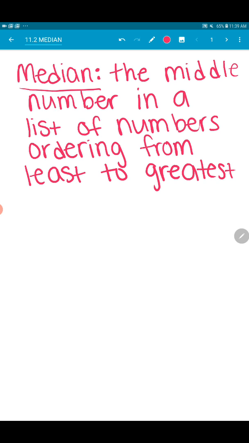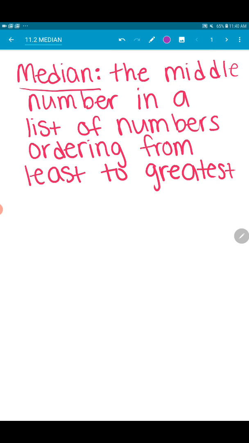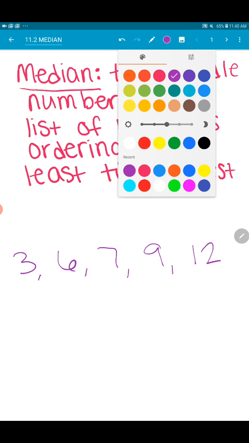So first off, median. I'm going to switch colors. Let's say we have a data set 3, 6, 7, 9, 12. So first off, I ask myself, is it ordered from least to greatest? Well, in this case, it sure is. It's already ordered, so we don't need to do anything.